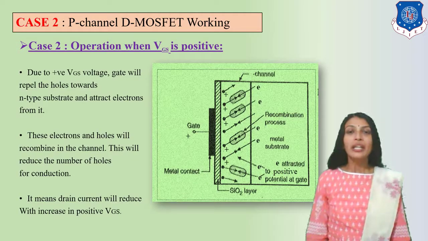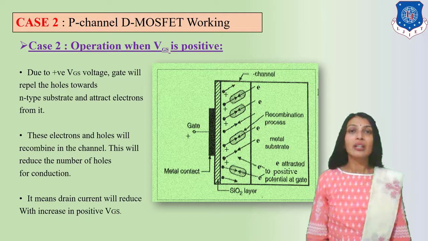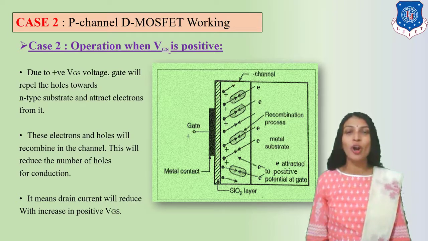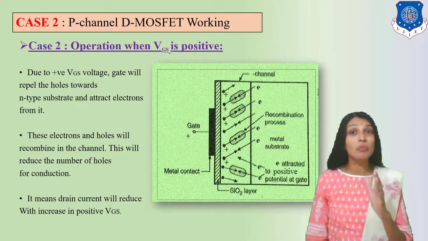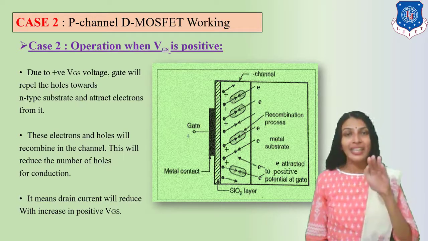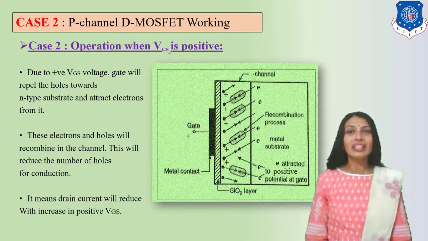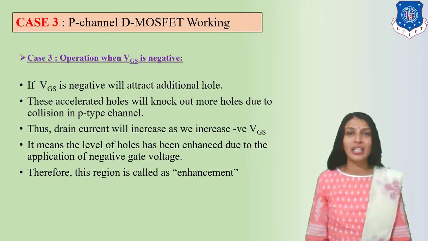And in case 2, immediately when we connect the battery between gate and source, positive battery to the gate, then due to the repulsion of holes from the gate terminal, we will have reduced current due to electron hole recombination in the channel. So the number of majority carriers, which are holes due to the P channel, will be reduced. So ID will be reduced if positive VGS is applied. Okay, the third case will be only a reference of enhancement.